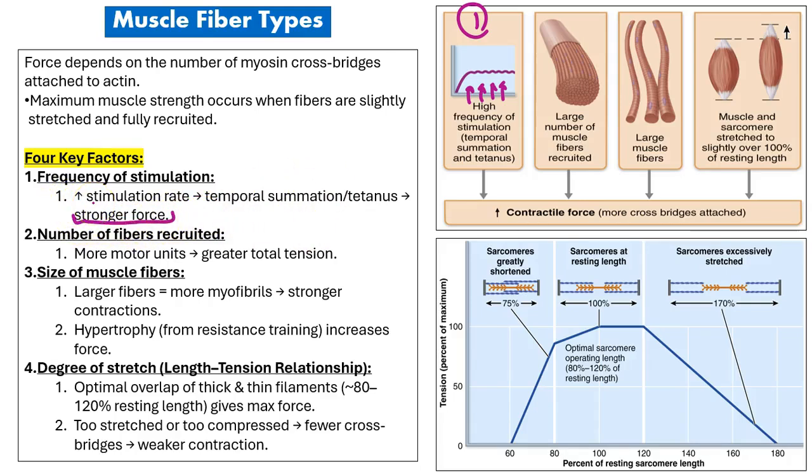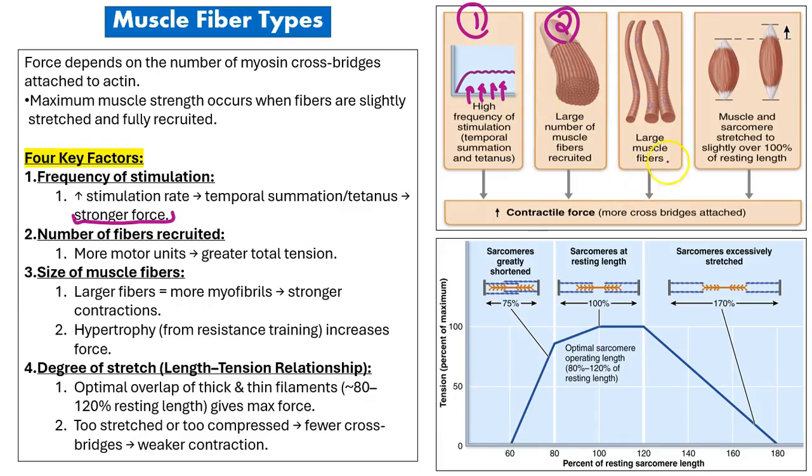Next, we also look at the number of fibers recruited. If you have more motor units, that means you're going to have a greater total tension or force of that muscle. Why? Because more motor units means you're going to have more of these fibers for that particular motor neuron, and you're going to have way more firing. Okay, so that'll be the second thing.